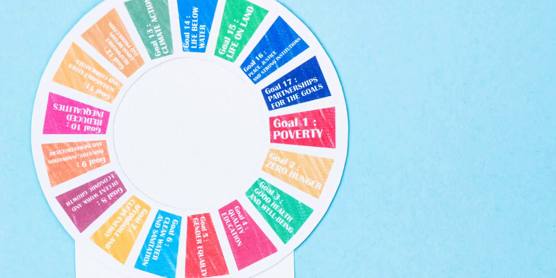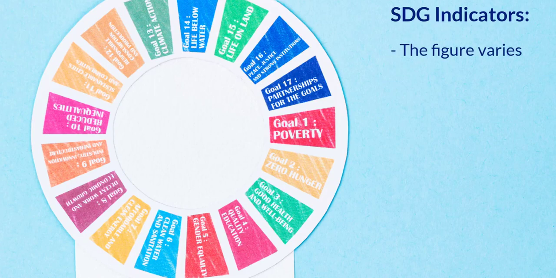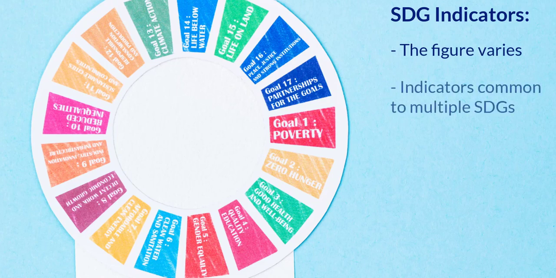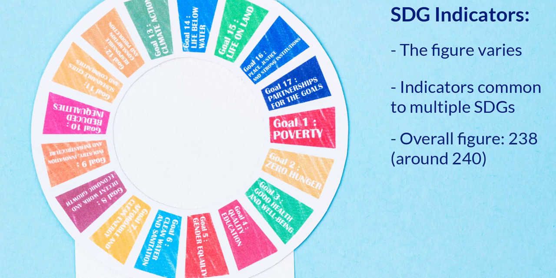Interestingly, just if you are ever looking at the number of indicators in the SDGs, you will find that the figure varies from 240, 242, 238. There's different numbers recorded, but that's because in some cases there are indicators that are actually common to a number of the SDGs. So I think the actual overall figure is 238, but it bounces around the 240 mark.